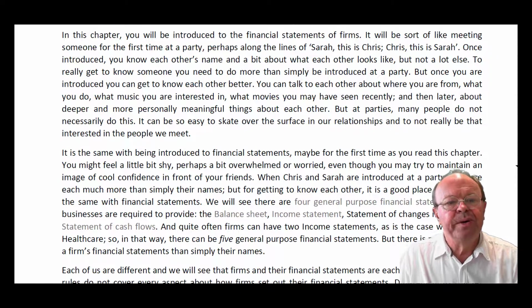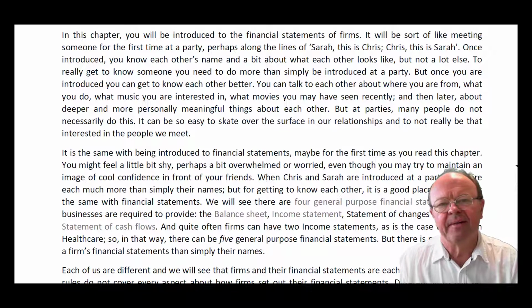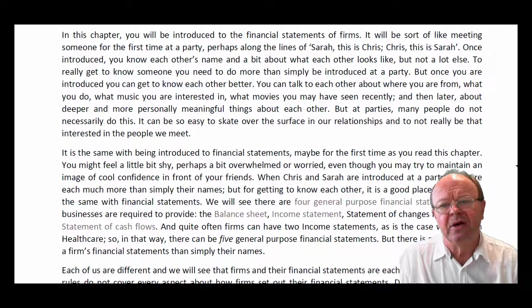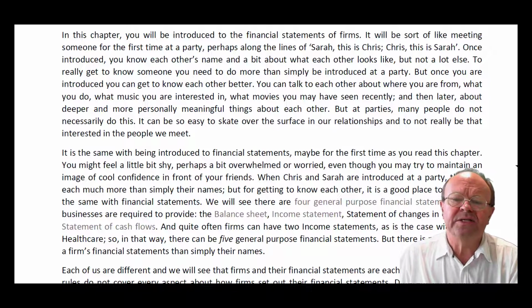In this chapter, you'll be introduced to the financial statements of firms. It will be sort of like meeting someone for the first time at a party, perhaps along the lines of, Sarah, this is Chris. Chris, this is Sarah. Once introduced, you know each other's name and a bit about what each other looks like, but not a lot else. To really get to know someone, you need to do more than simply be introduced at a party. But once you are introduced, you can get to know each other better.